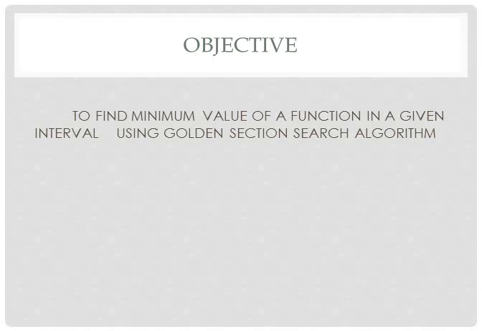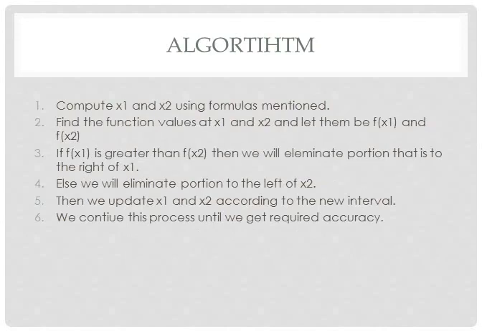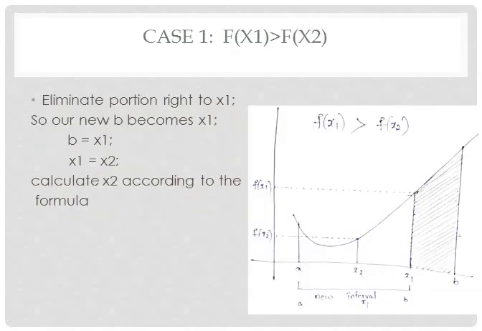Now let's see how we can find the intermediate points x1 and x2 using these two formulas. Then we will find the function values at x1 and x2. If f of x1 is greater than f of x2, then we will eliminate the portion to the right of x1, else we will eliminate the portion to the left of x2. We can easily understand this here. As f of x1 is greater than f of x2, the portion to the right is eliminated, and the new interval will be from a to x1. So our new b is equal to x1.